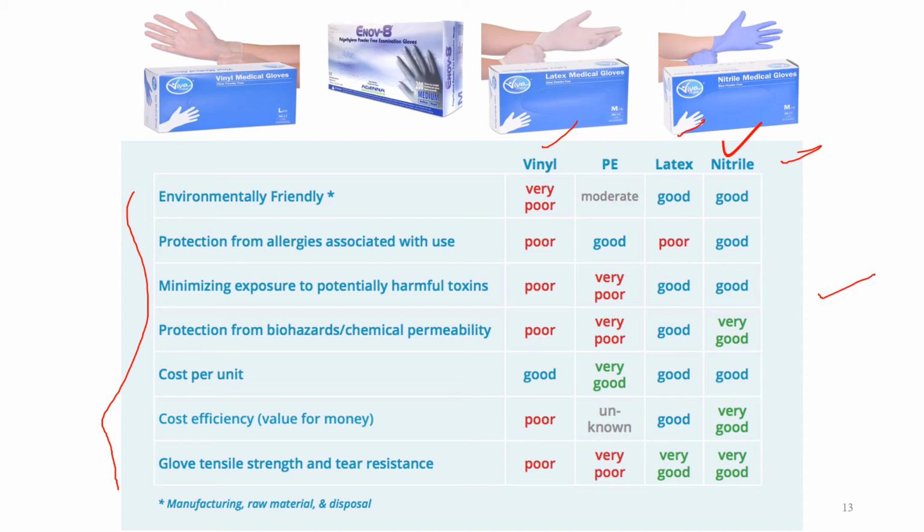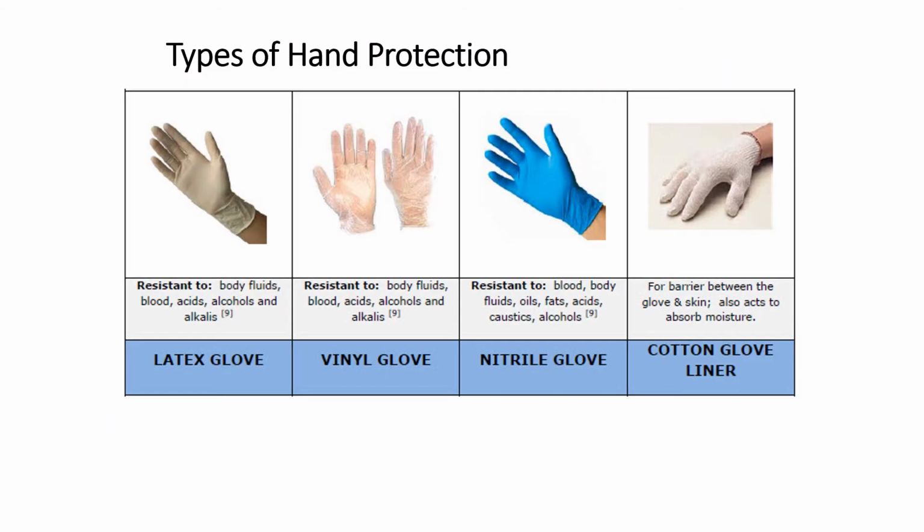Most commonly nitrile is used in hospitals as well as in the agriculture college, but sometimes vinyl or latex is also available, and these three are very commonly used, depending on the sources of the labs. Let's have a look at the types of hand protection in detail. If you see these three gloves, most likely they can be used for the same purposes.